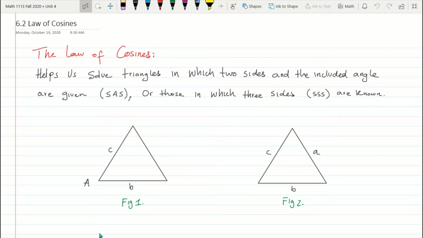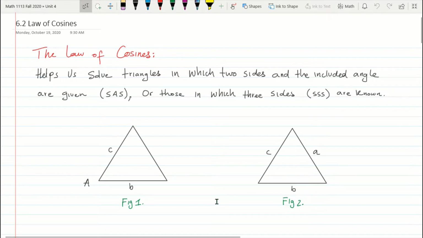So this is going to help us solve triangles where we're given two sides and then the included angle, or an SAS triangle, or those where we're given all three sides but not an angle, right? So for those, we have an example here. SAS means side, angle, side. We are given the side, the angle in between, and then another side. Or we will be given the three sides of the triangle but not the inner angles.